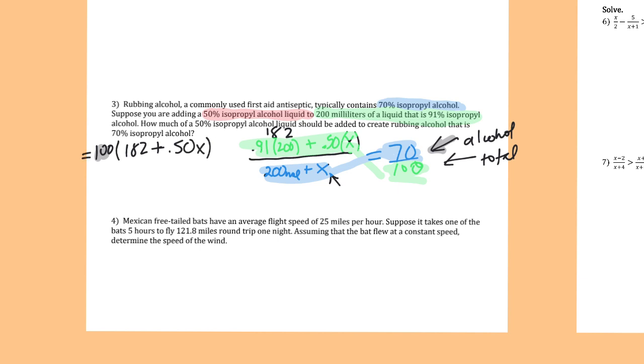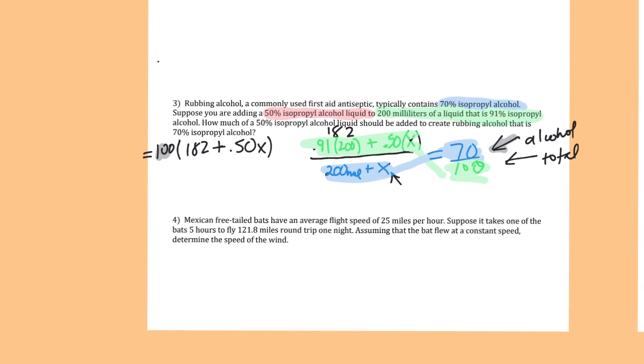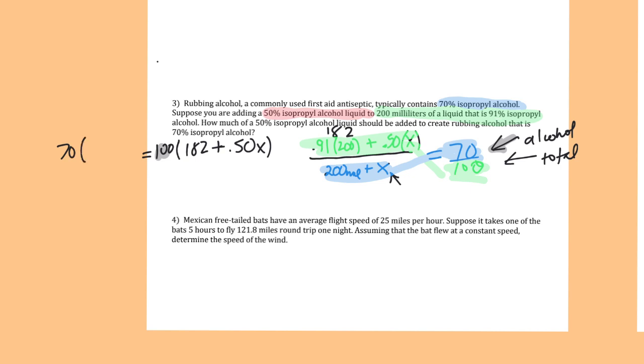And we're going to set that equal to the blue cross product, which would be 70 times 200 plus x. Again, the numerator is how much alcohol, and the denominator is the total volume. So if our goal is to have 70 out of 100 alcohol, then we're going to take our 182 milliliters of alcohol plus 50% of whatever we add, and then that should be 70% over the total, which is 200 milliliters total, plus an additional amount of milliliters you're dumping in to help dilute it.